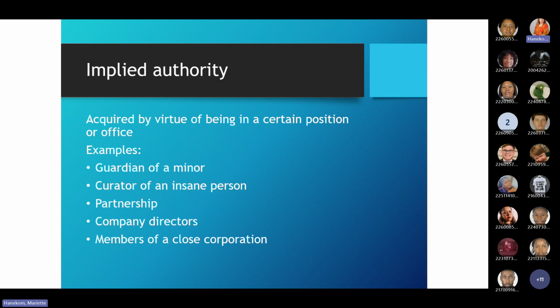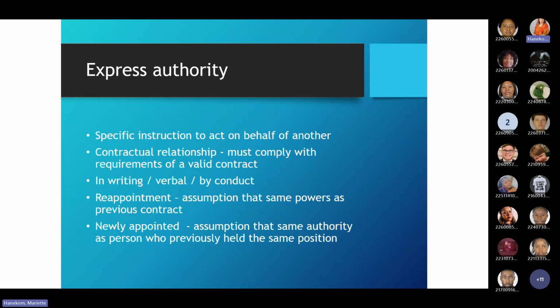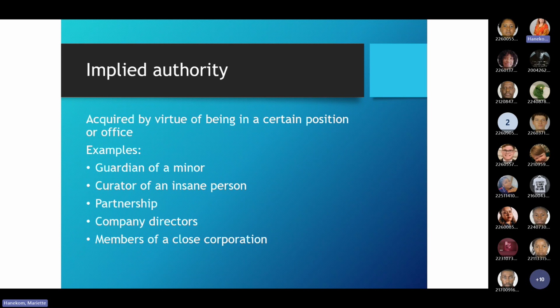Express authority, a specific instruction to enter into a specific contract. Implied authority comes with the job. You've got to recognize those two types of actual authority. Are you comfortable with them?